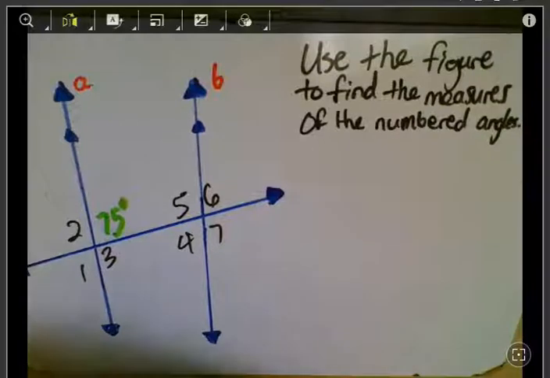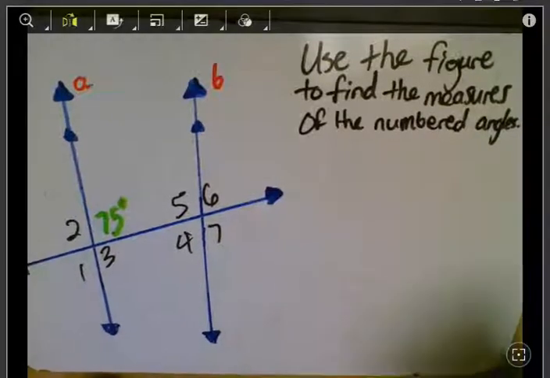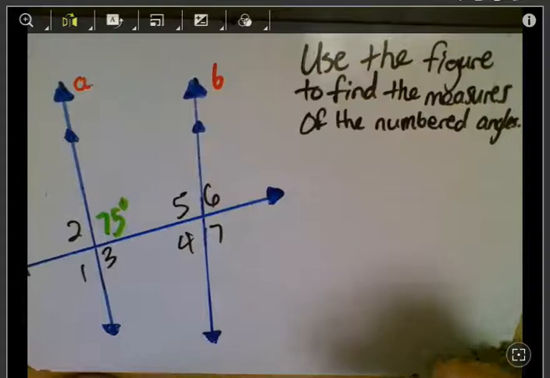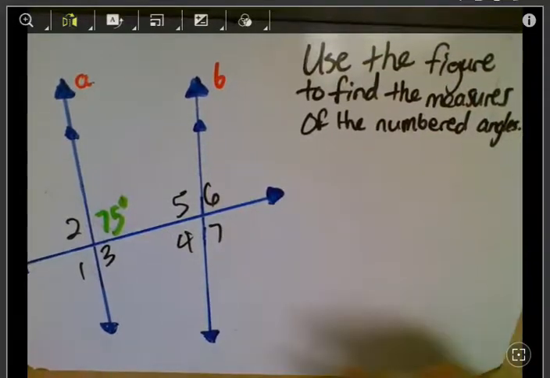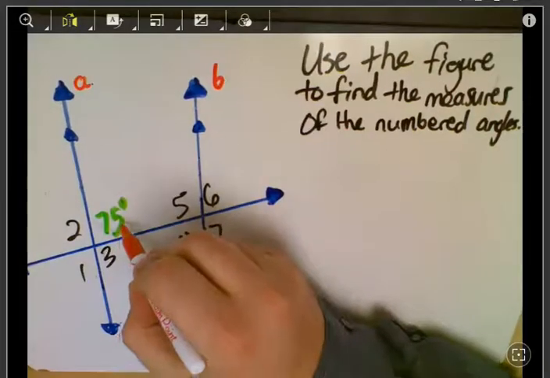Alright everybody, so what we're doing right now is example 2 from chapter 3, section 3.1. There are a variety of ways of starting this problem and figuring out what the measured angles can be. What I'm going to start with is the vertical angle opposite 75 here.